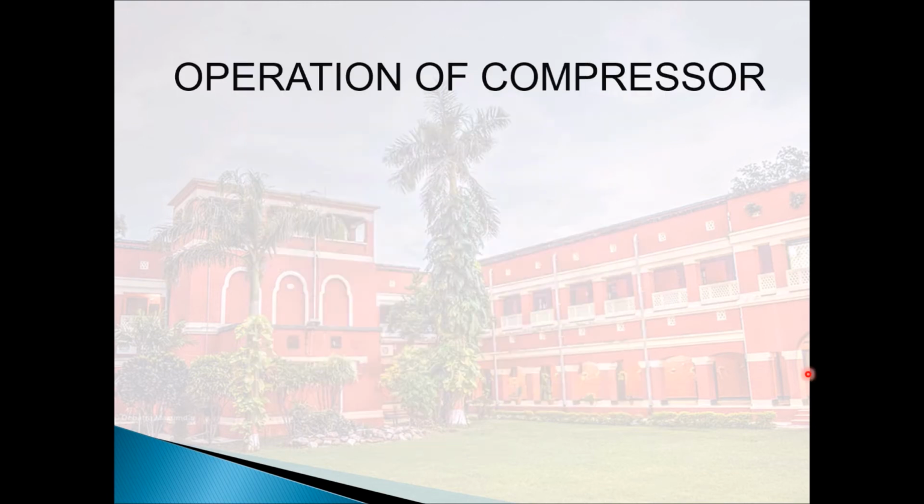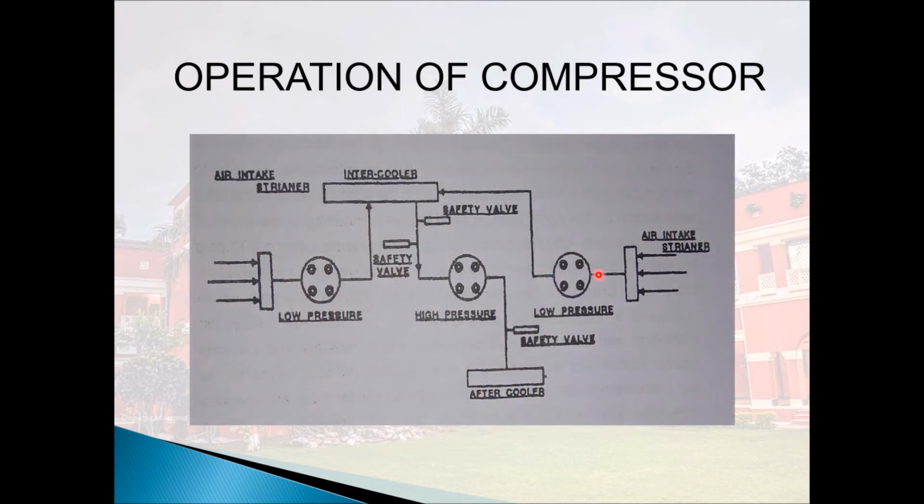This figure shows the operation of the aforementioned compressor. Due to movement of piston in the two low-pressure cylinders, air is sucked in through the air intake strainers. The compressed air from the cylinders is led to the intercooler where it is cooled and then fed to the high-pressure cylinder through safety valves where it is further compressed and then finally cooled again in the aftercooler. Thereon, it is fed to the main reservoir for further operations.